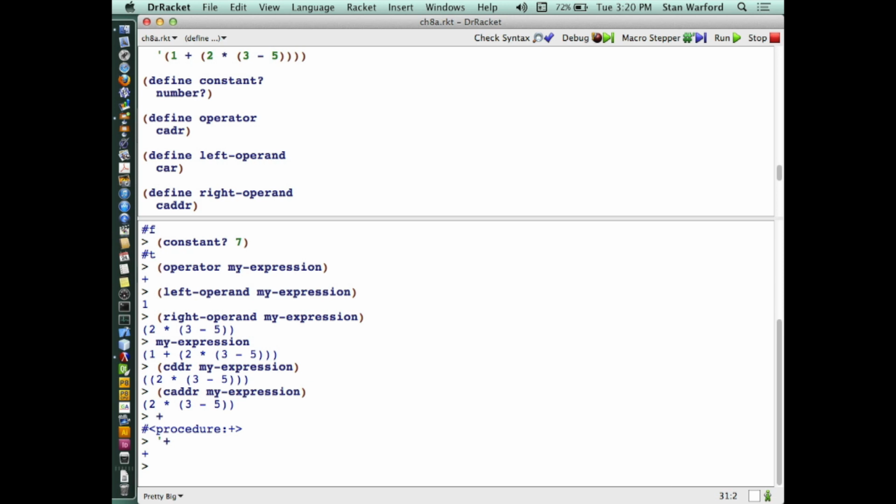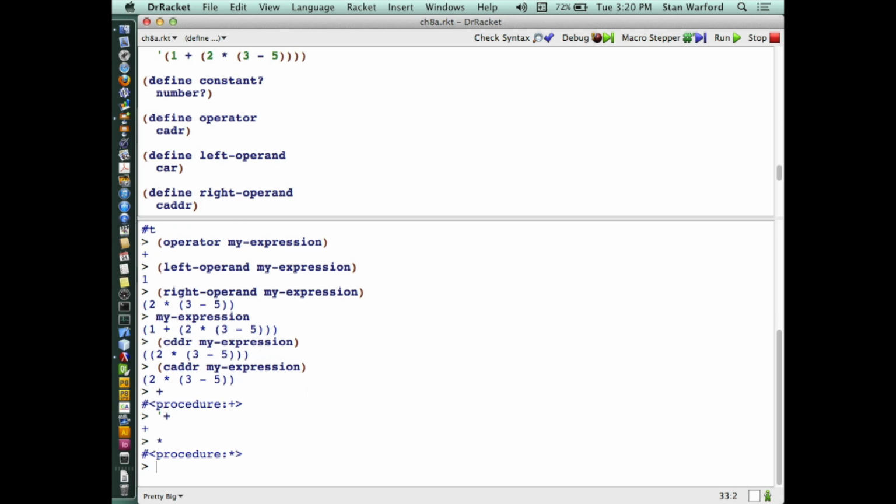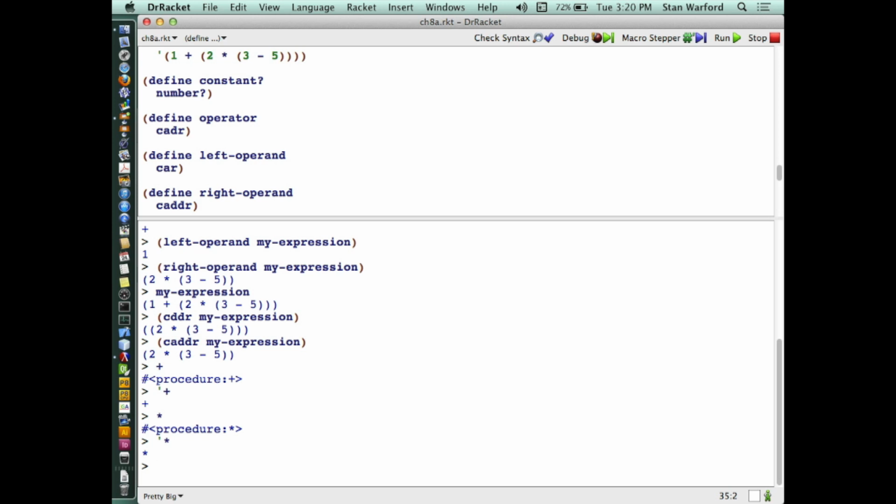So now here's the point. What's the difference between plus and quote plus? Quote plus is the what of the procedure? It's the name. Are you with me? Plus is the procedure. Quote plus returns the name of the procedure. Is everybody with me on this? And similarly, what is asterisk? That's a procedure. But then what is quote asterisk? Asterisk, that's the name of the procedure. Are you with me?